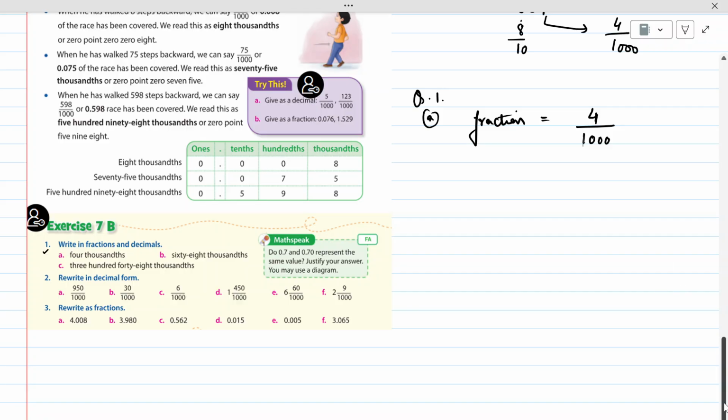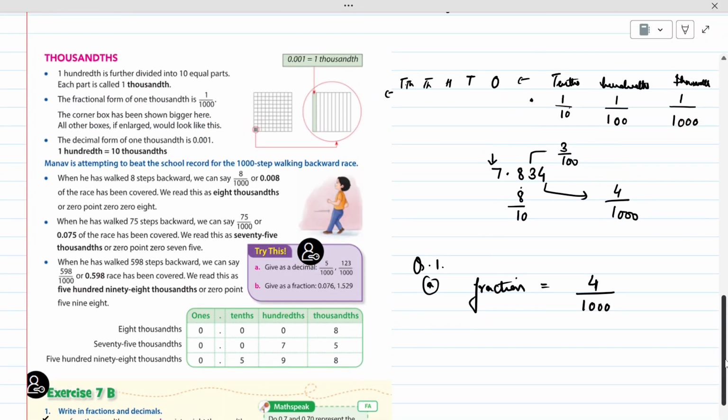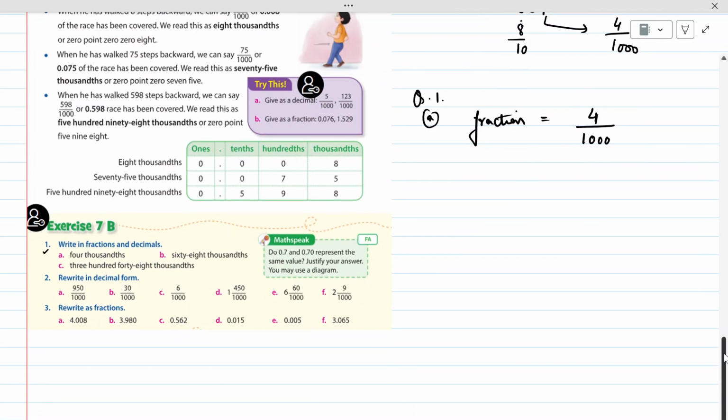And we have just understood that if any number is present at the thousandths place, its place value will be that number multiplied with 1 by 1000. So that makes it 4 by 1000. Okay, and then we have to represent this as a decimal also. So kids, how are we going to do it?